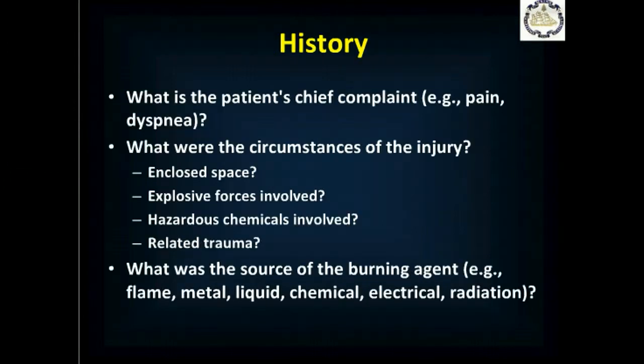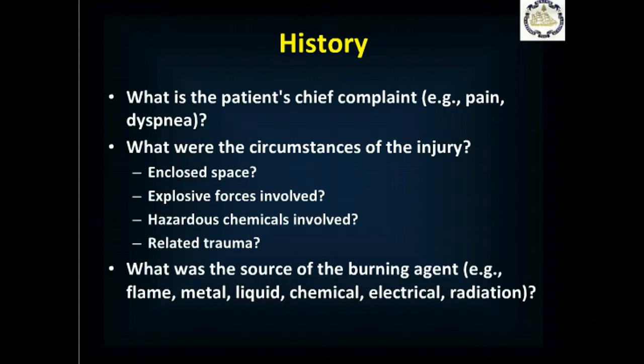If you don't have any primary assessment findings, then you go to your history and you think about what's the patient's chief complaint. Is it pain? Okay, they have a burn, they're painful. Is it trouble breathing? That's more concerning because you have to think about why they're having trouble breathing. Is it because of an airway burn or is it because of another inhalation injury? Try to figure out what the circumstances of the injuries were. If it's an enclosed space, that means very different things, and we'll talk more about that in terms of toxic exposures, in terms of the amount of heat that they could be exposed to.